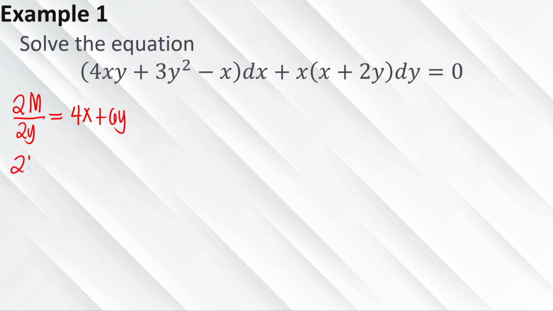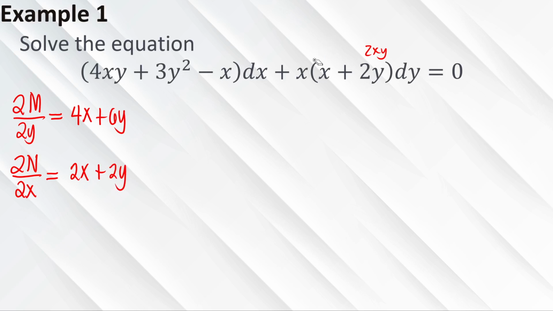And then, partial derivative ni n with respect to x equals, so pag dinistribute natin to x squared yan, tapos ito naman is 2xy. The derivative of x squared is 2x, and the derivative of 2xy is with respect to x tayo, so plus 2y.